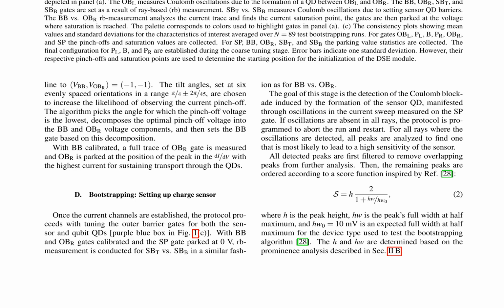The protocol's performance is evaluated through consistency plots showing mean values and standard deviations for the characteristics of interest averaged over 89 test bootstrapping runs. The pinch-off and saturation values are collected for the gates, and the parking value statistics are collected for the sensor plunger, backbone, outer barrier, sensor top, and sensor bottom gates. The final configuration for the plunger gates is established during the coarse tuning stage.